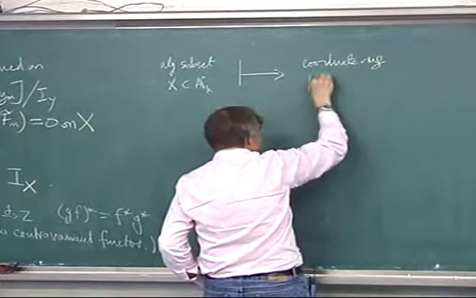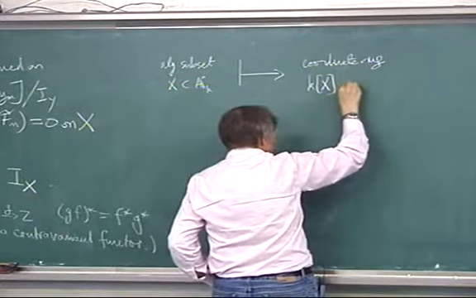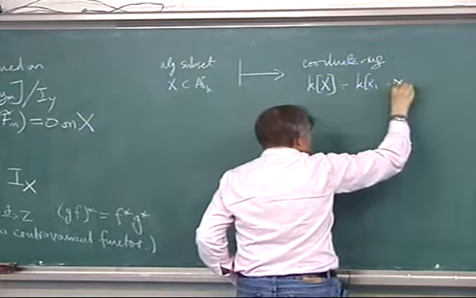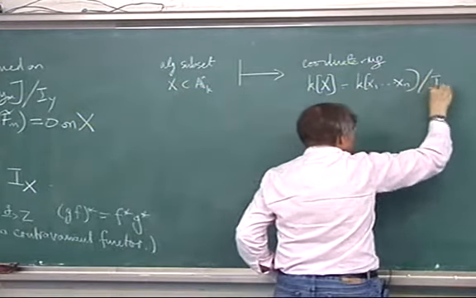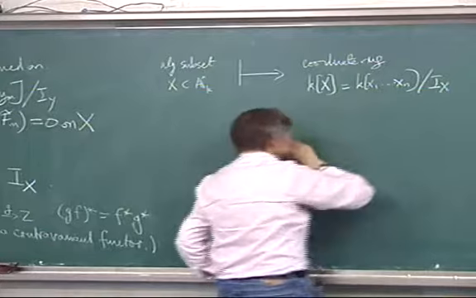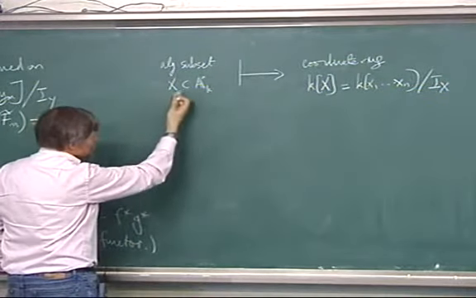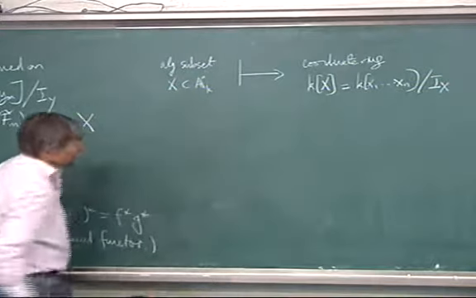K of X, which is K of x1 up to xn divided by I of X. So if you know the algebraic subset in there, then you know this coordinate ring.